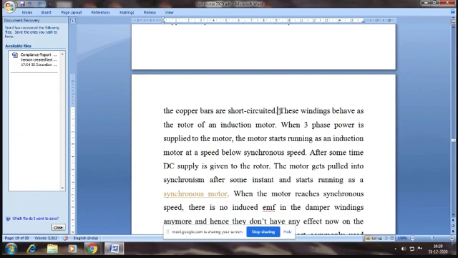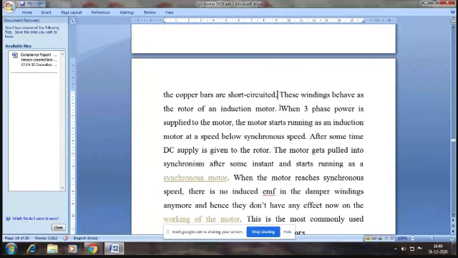Yes, sir. So that is the job of the damper windings. They make the rotor circuit closed and see that a torque is produced, which in turn will rotate the rotor. That means I intentionally or deliberately make the synchronous motor run as an induction motor initially. Okay, now?